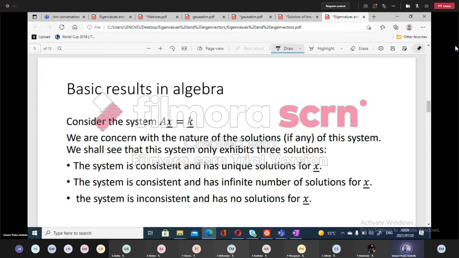The system is consistent and has a unique solution. It's just exactly what we have just discussed. The system is consistent and has infinitely many solutions. Or the system is inconsistent and has no solutions. So we will end up with only these three solutions in a system, okay?